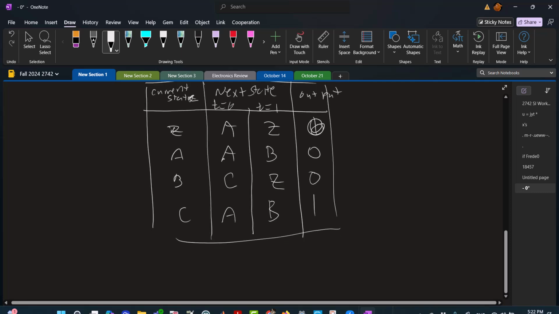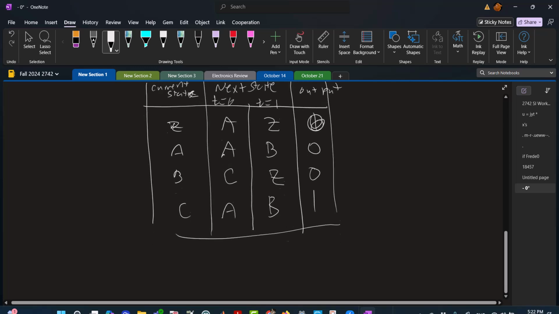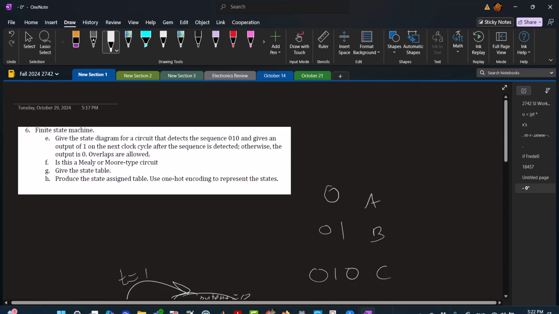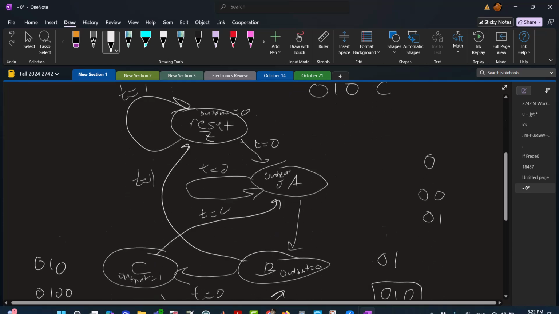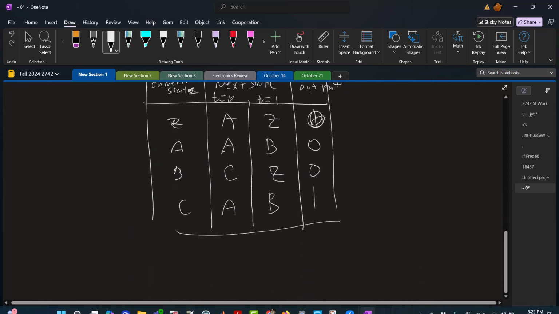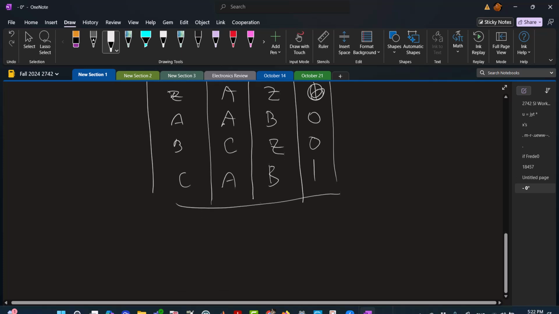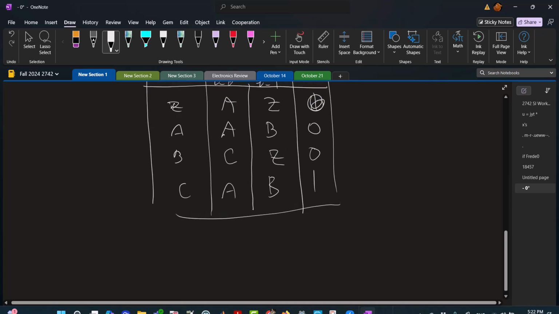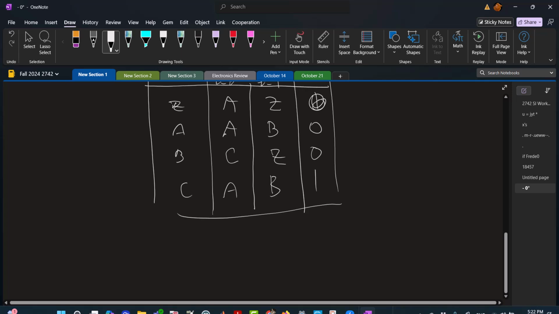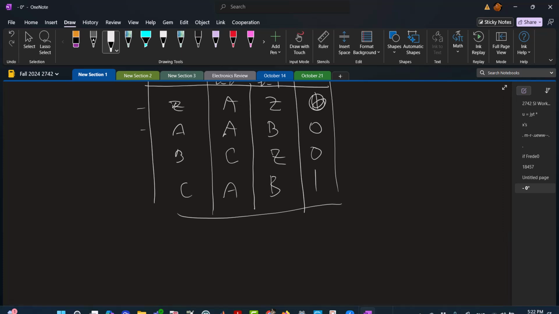Okay, now the next part of this is a little bit different. It says make a state assignment table and use one-hot encoding. So if we didn't say to use one-hot encoding, how many flip-flops would we use? We'd use 2, because we have 4 states. 2 to the 2 equals 4. So you need a minimum of 2 flip-flops.